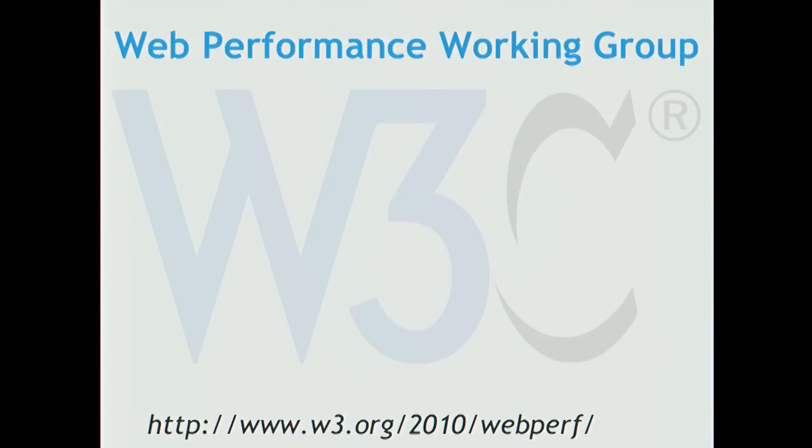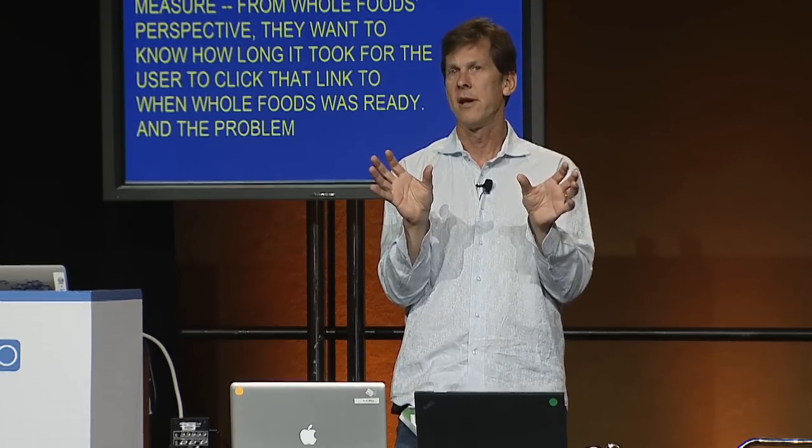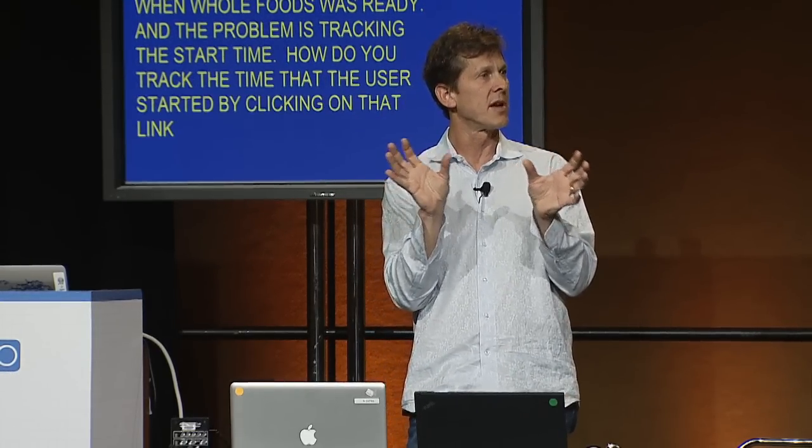Now, the problem with that is, for example, if I do a Google search and I click on a search result that takes me to Whole Foods, from Whole Foods' perspective, they want to know how long it took from when the user clicked that link to when Whole Foods was ready. And the problem is tracking the start time. How do you track the time that the user started by clicking on that link? Because that's the user's perception time.